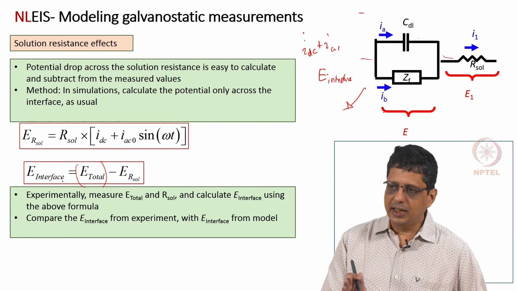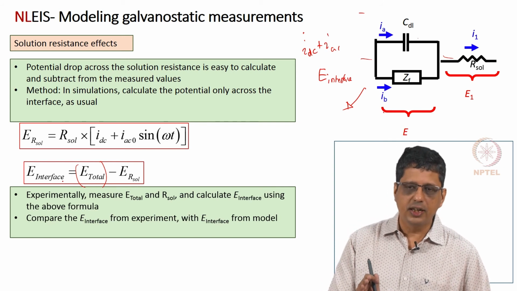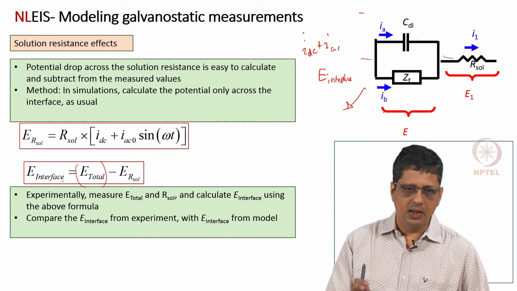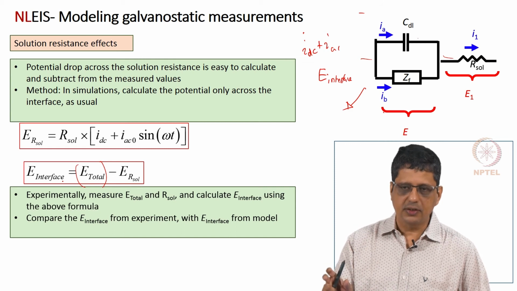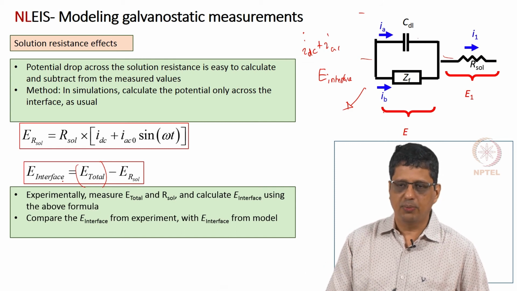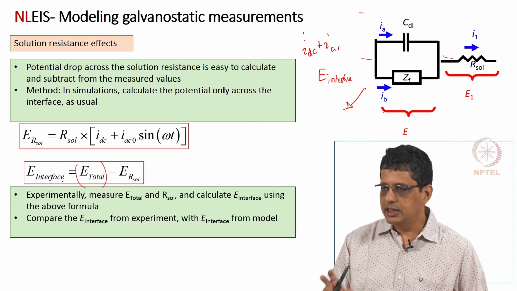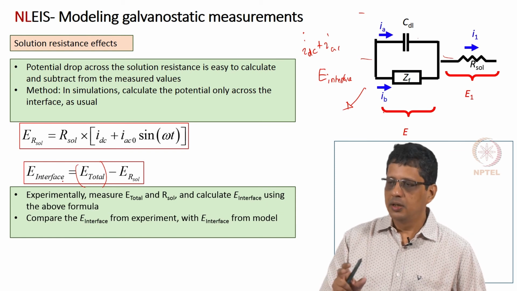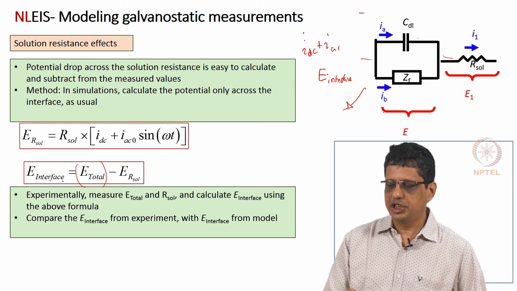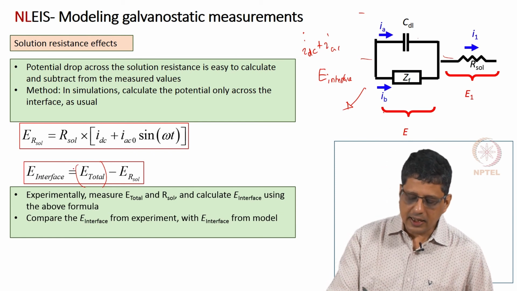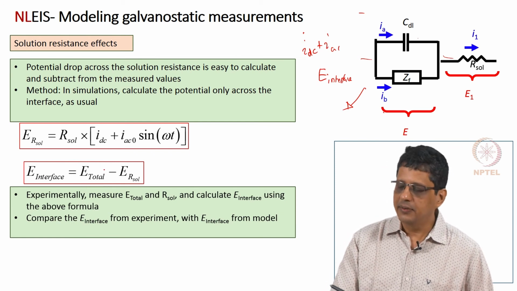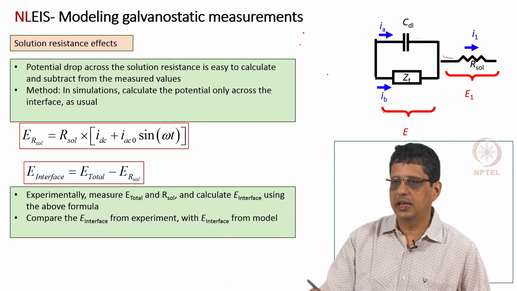So, in terms of calculation, in terms of simulations, we do not have to do anything differently. In terms of experiment, we need to measure the solution resistance and we need to measure the total potential drop across this cell, which is what normally we would get from the potentiostat. So, handling solution resistance is a lot easier when we are doing the calculations in the galvanostatic mode.